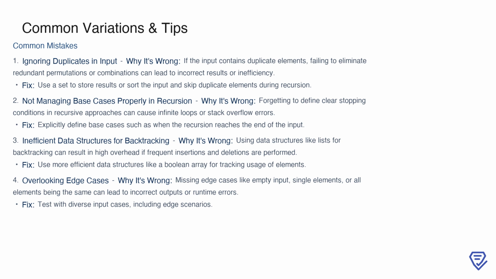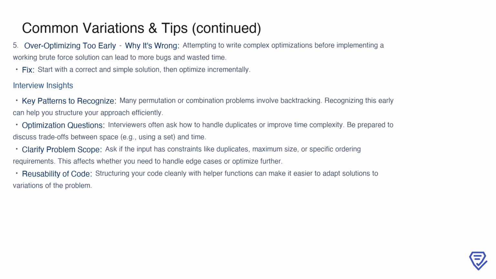Lastly, overlooking edge cases, such as empty inputs, single-character inputs, or inputs where all characters are the same, can lead to incorrect results or runtime errors. Testing your solution with diverse input cases, including these edge scenarios, is key to ensuring correctness. Over-optimizing too early is another common pitfall. Jumping straight into complex optimizations without first implementing a working brute force solution can make debugging harder and waste time. The better strategy is to start with a simple, correct solution and then optimize it step by step, as needed.